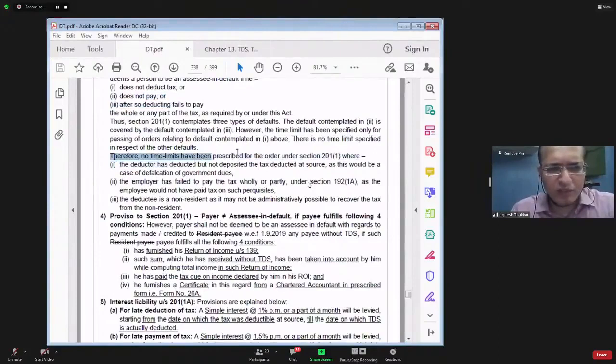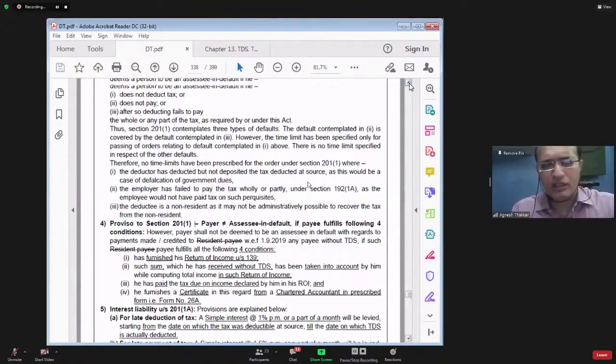Therefore, no time limit has been prescribed where deductor has deducted but not deposited the tax with the government, or the employer has failed to pay the tax wholly or partly on the non-monetary perquisites, or deductee is a non-resident and it may not be administratively possible to recover the tax from such non-resident.